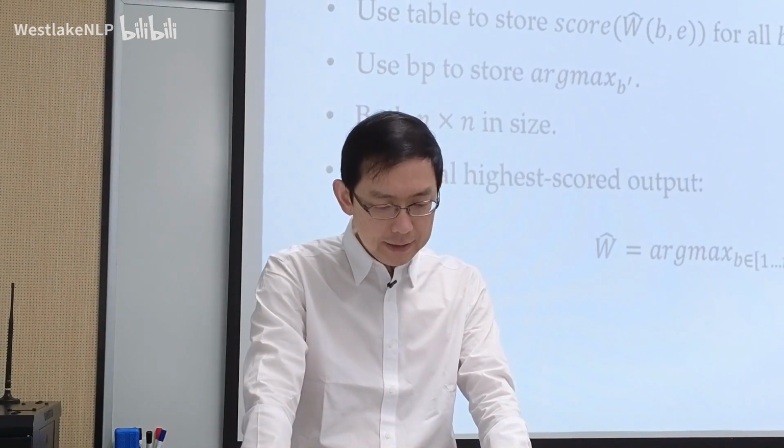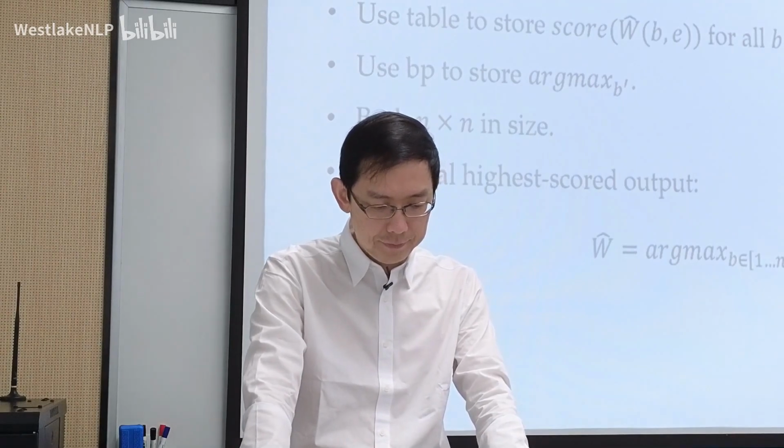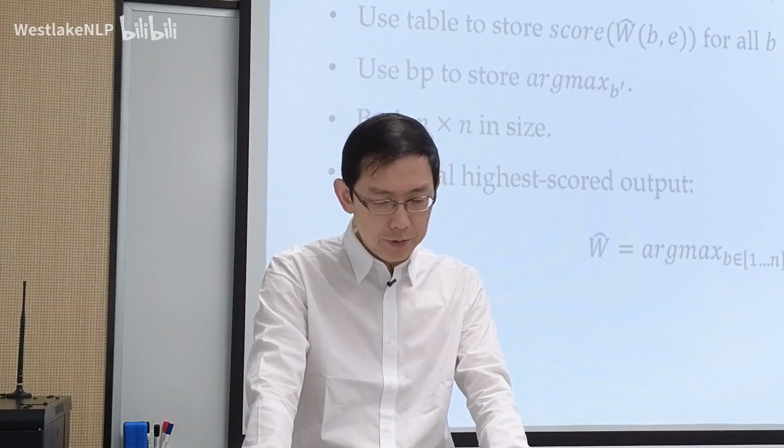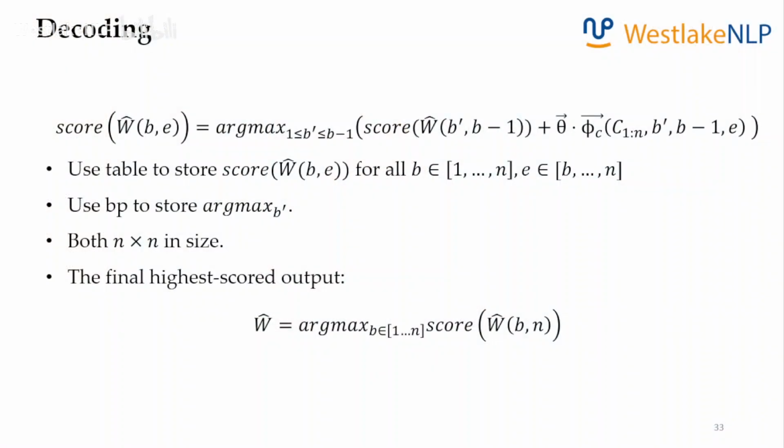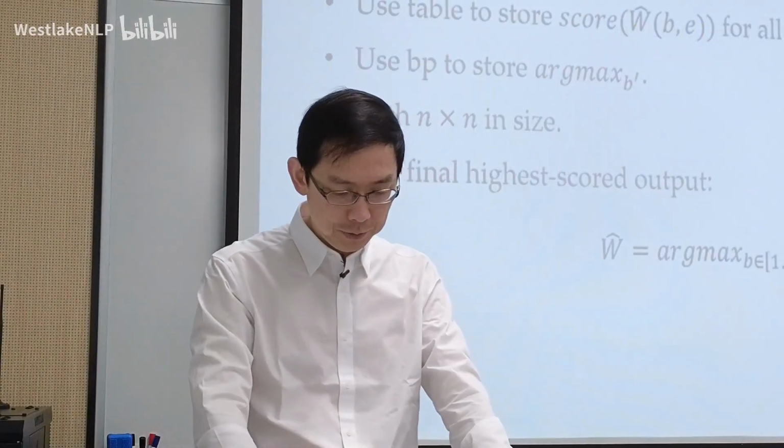What is the size of this table? Well, you know the signature is B and E. So this B can range from 1 to n, and this E can range from 1 to n. So this table must be n times n. So you can draw this table bottom up, left to right. So let me show you one example. The next slide shows you this table.